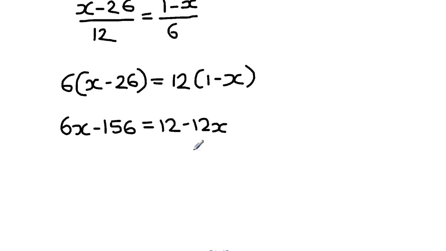I'm going to add 12x to both sides, so it will eliminate the negative 12x. And I'm going to add 156 to both sides. So I've just moved all the x's to the left-hand side and all the numbers on the right-hand side.